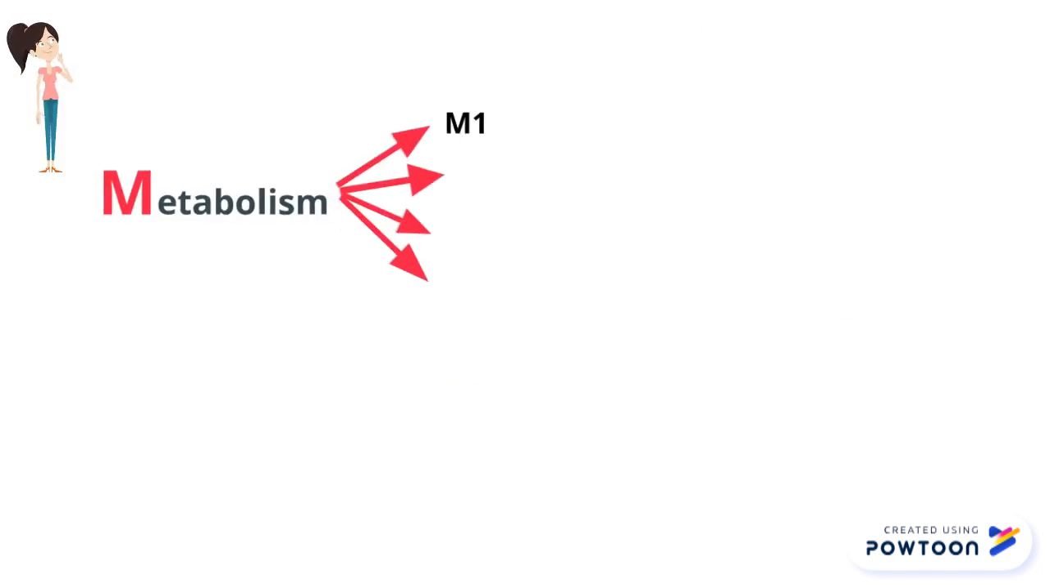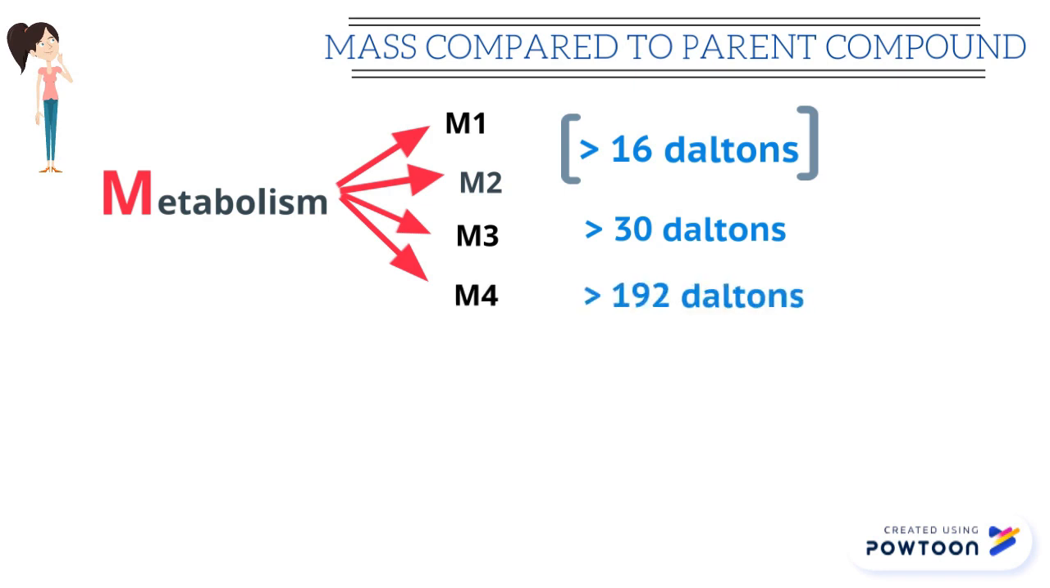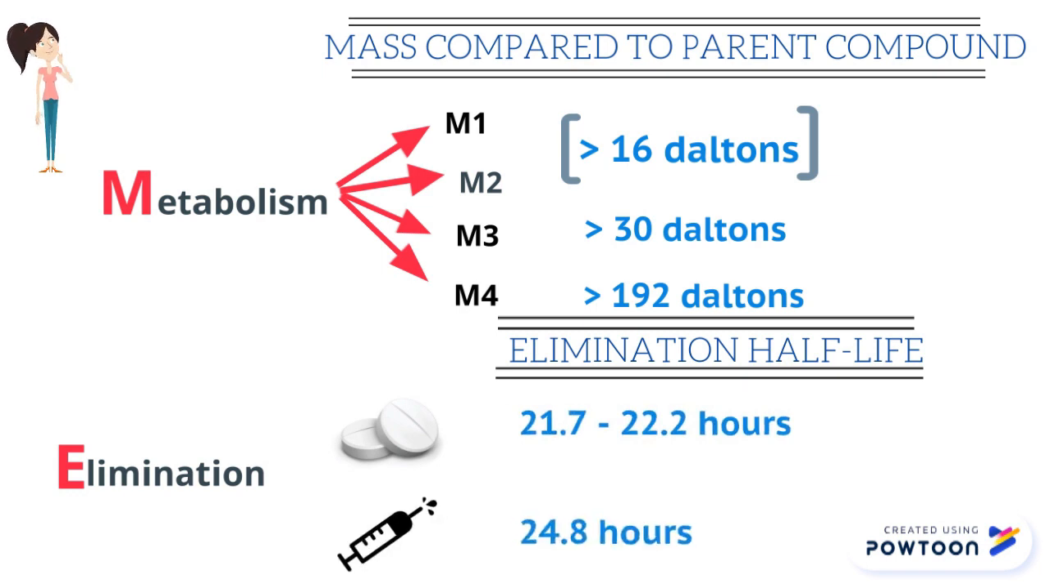Metabolism. For metabolite 1 and metabolite 2, their mass is 16 daltons higher than the parent compound, while for metabolite 3, the mass is 30 daltons higher than the parent compound, while for metabolite 4, it is 192 daltons higher than the parent compound. Elimination. When Arcoxia is taken orally, the elimination half-life is 21.7 to 22.2 hours, while when taken intravenously, the elimination half-life is 24.8 hours.